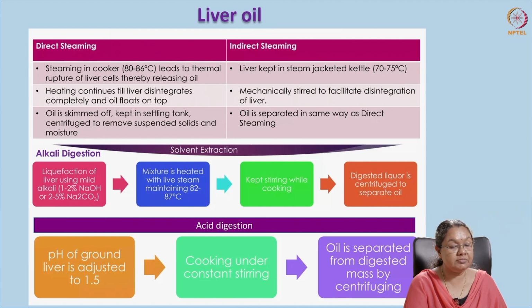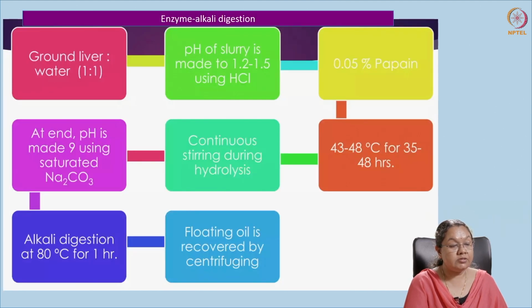In the acid digestion method, instead of making it alkaline, we reduce the pH, making it acidic, and this is done under constant stirring so that there is no burning or charring, and then oil is extracted after centrifugation. We can also employ enzyme alkali digestion. In the previous method, we have seen that alkali is used. We can also use enzyme. The combination of enzyme and alkali can be used to extract the liver oil.